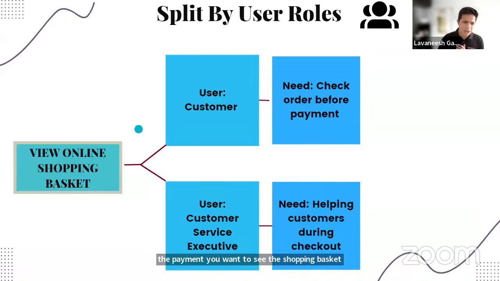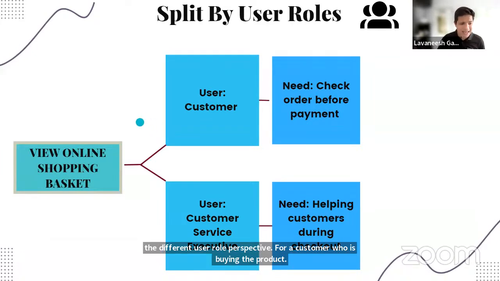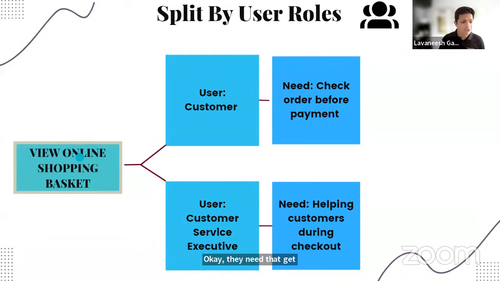Now, if I look into this particular feature from the different user role perspective, for a customer who is buying the product, the need that gets fulfilled by this view of the online shopping basket is that they just want to check their order before the payment. They want to check whether they haven't got any duplicate products, whether the quantity is right, whether they have got the product which they actually want to buy, so that they do not end up paying extra. And that's a need for the customers.